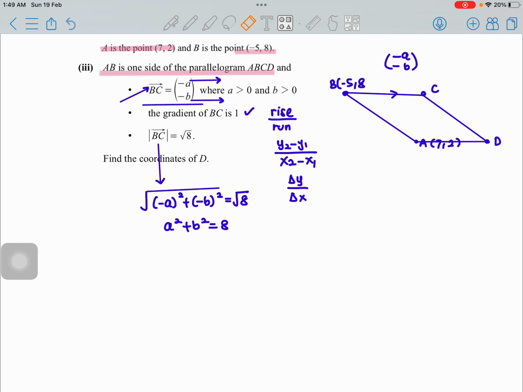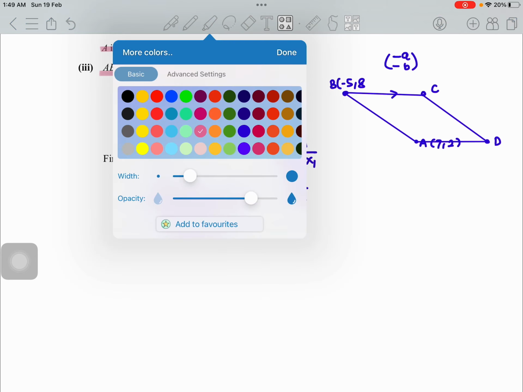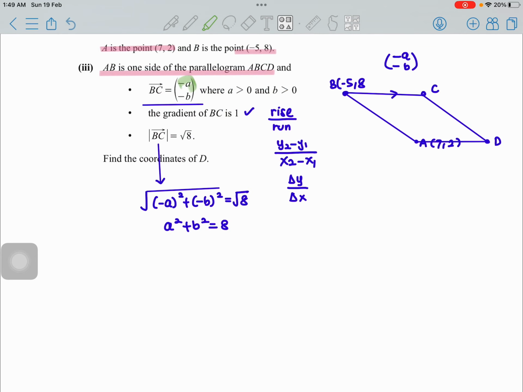Where did we spot the change in the x and y? They already gave us in the vector BC. So this is the change in the x and change in the y. So you take that and you plug it in here. Negative b over negative a equals 1. That will give you b being the same as a.